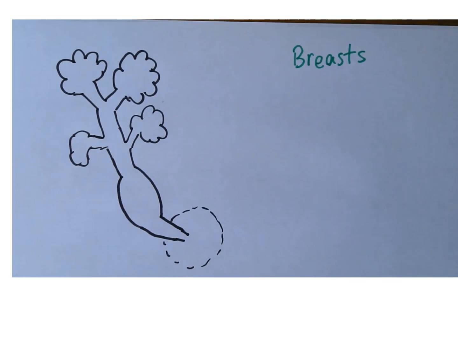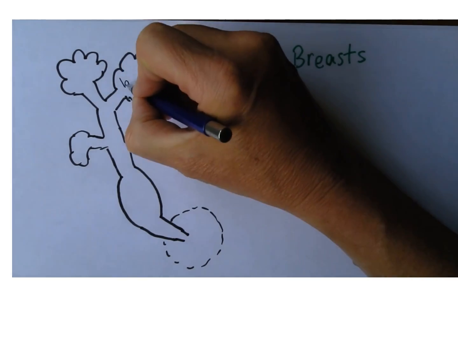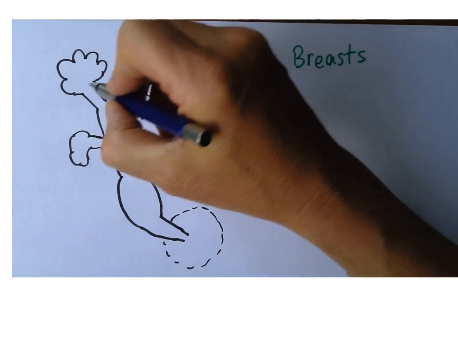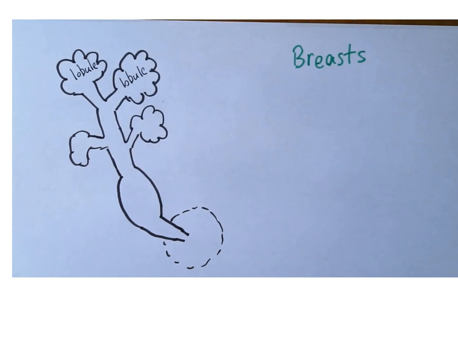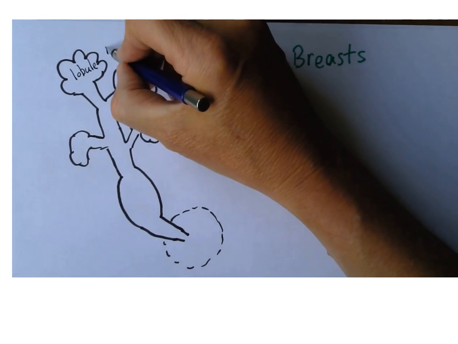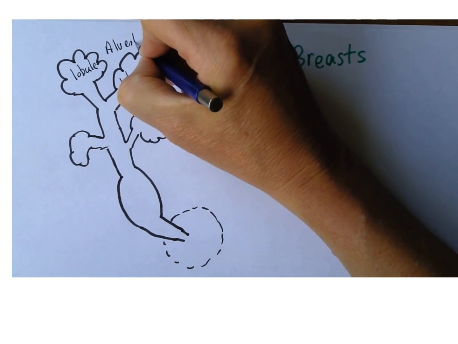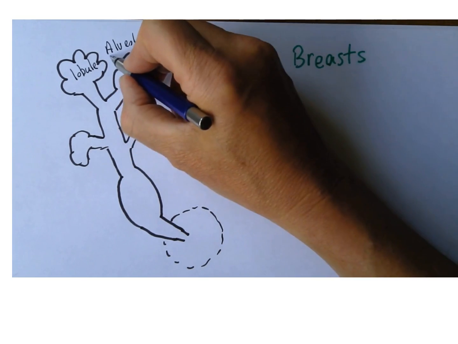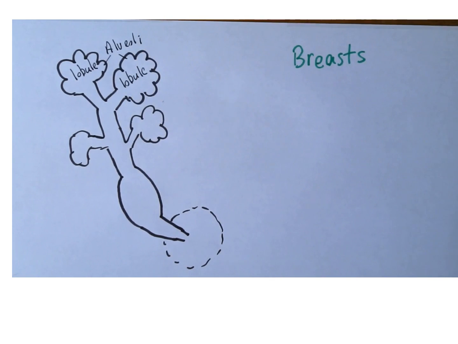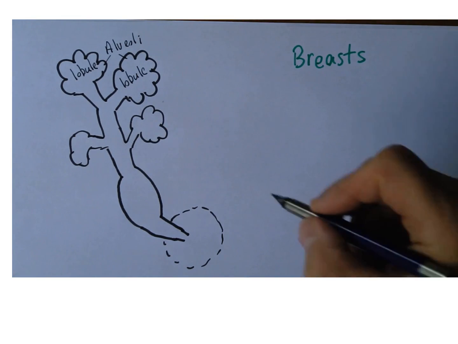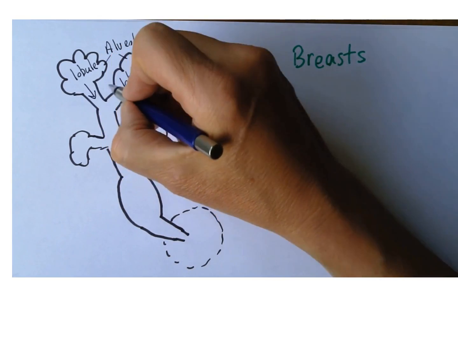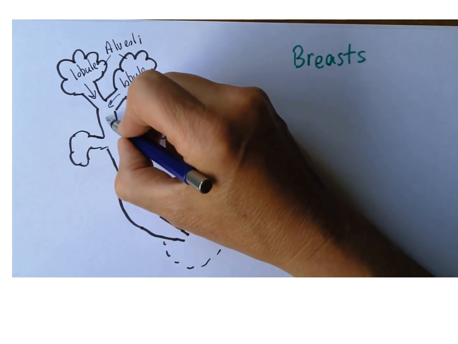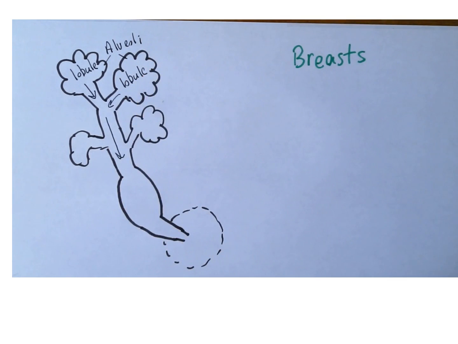So let's just clarify this a little bit. This is a lobule here. This is a lobule. So these are the lobules, and these are the alveoli. The alveoli producing the milk. The milk's draining into the lobules and then into these secondary tubules and then into these larger mammary ducts.